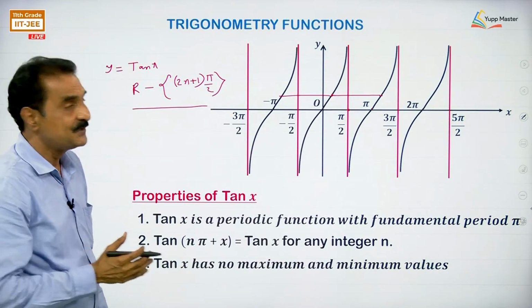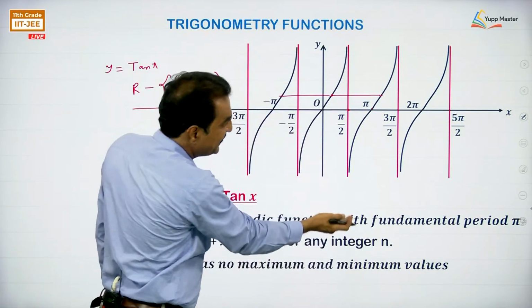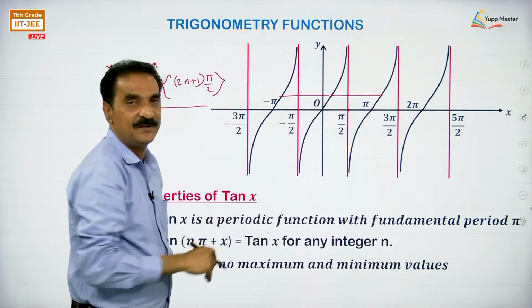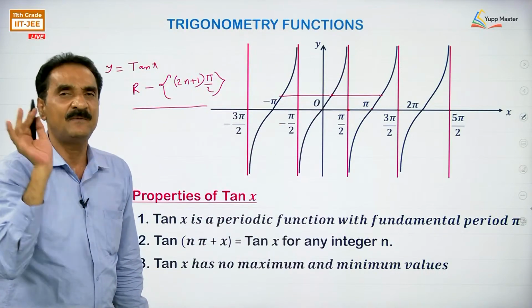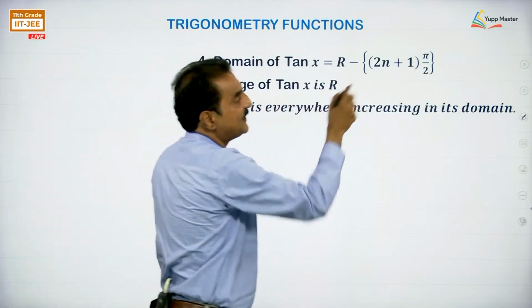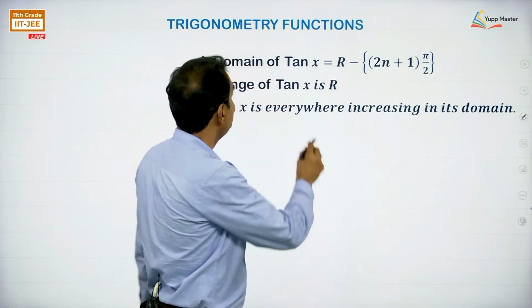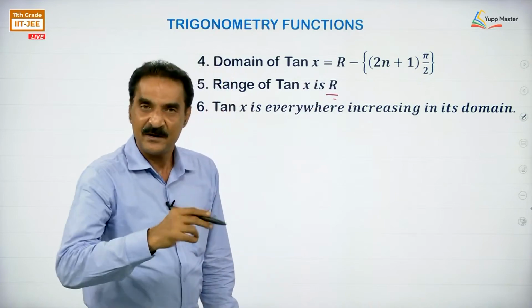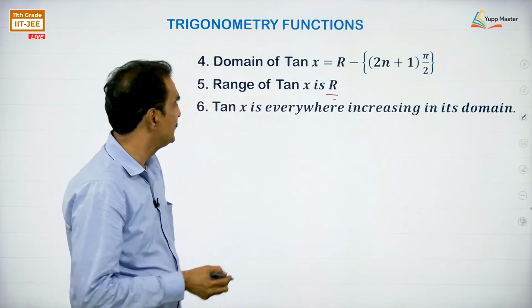What will be the range? Interval of y. Y can vary from minus infinity to plus infinity. So the range is all real values. Domain is R minus (2n plus 1) into pi by 2. Range is R. You can write minus infinity to plus infinity.